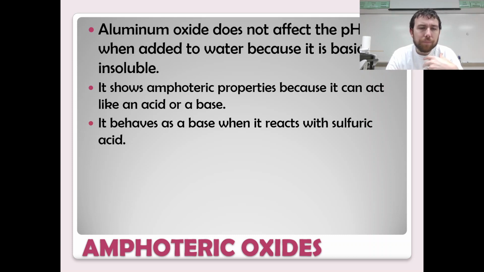And so, for example, when aluminum oxide reacts with sulfuric acid, it behaves as a base. So the aluminum oxide reacts with it, undergoes an acid-base reaction, helps neutralize the sulfuric acid, you get water, and you get aluminum sulfate that's being produced, right?